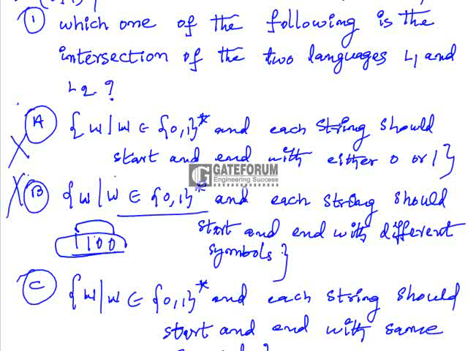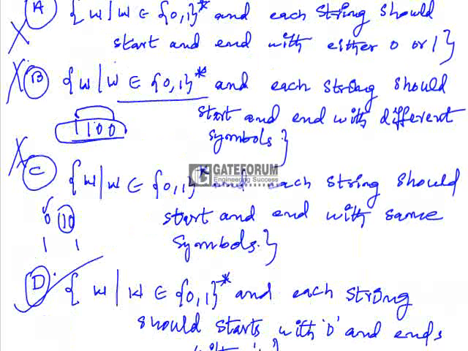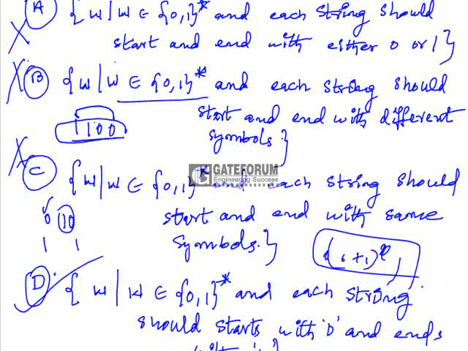Option C, W belongs to (0,1)*, each string should start and end with the same symbol. So if you start with 0, end with 0. If you start with 1, end with 1. That is not possible because we are starting with 0 and ending with 1. So C is wrong. D, each string should start with 0 and end with 1. That is 0 (0+1)* 1. This is the intersection regular expression. Option D is the correct option.